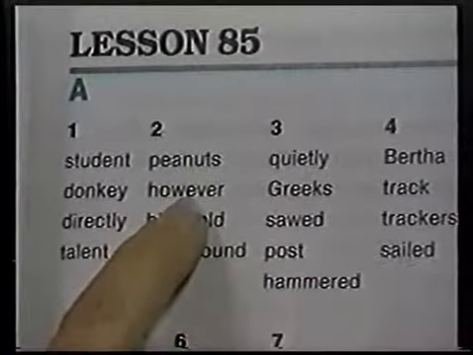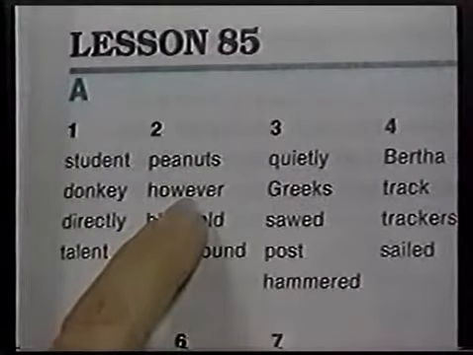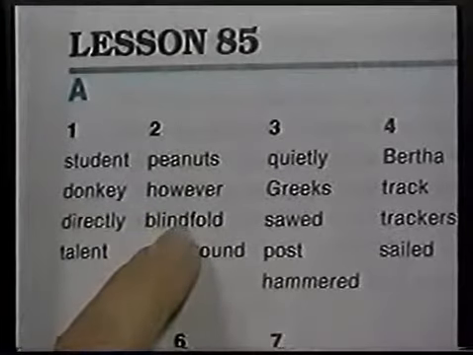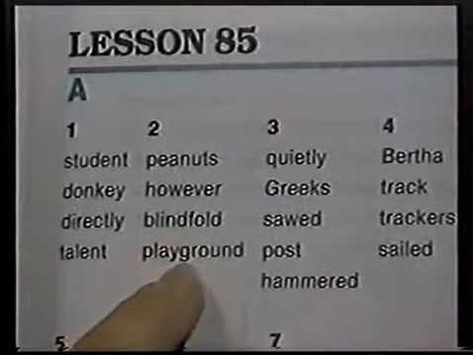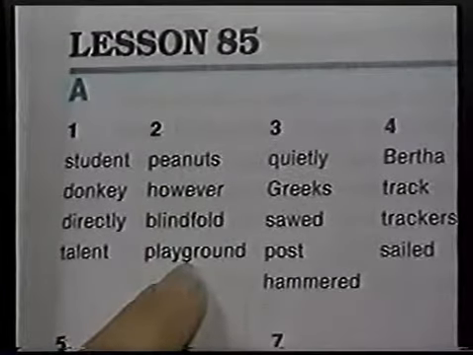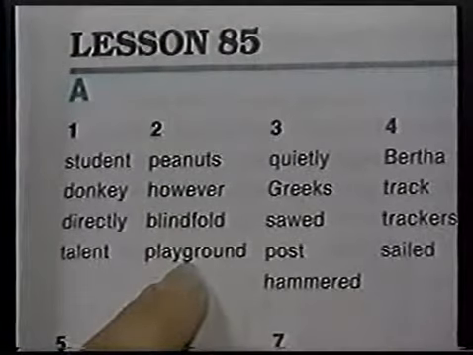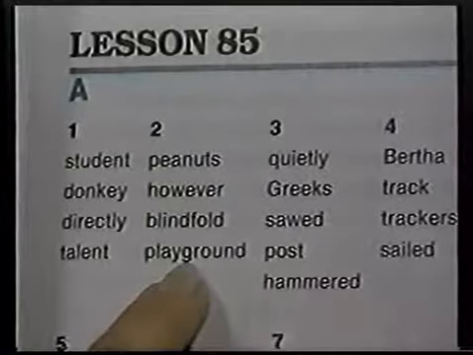What word? However. Good. Nice answering fast. Next word. Be careful on this one. What word? Blindfold. Blindfold. Next word. What word? Playground. Playground. You got them all right that time. That was very good. Let's go to column 3.